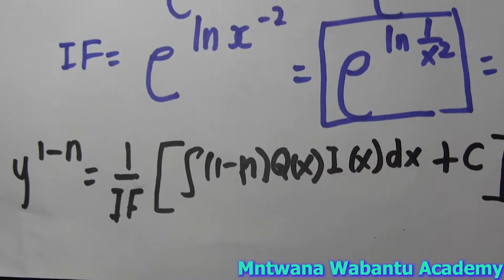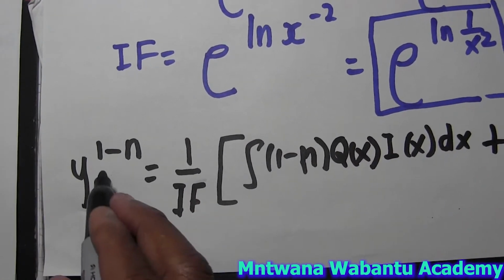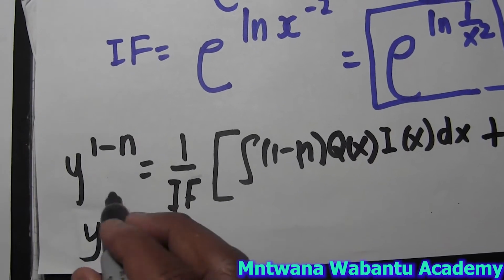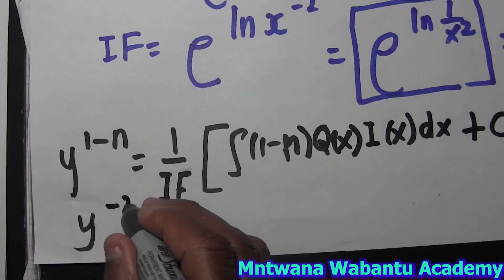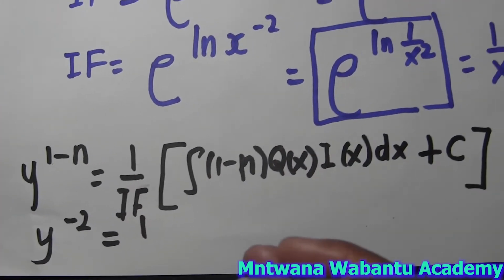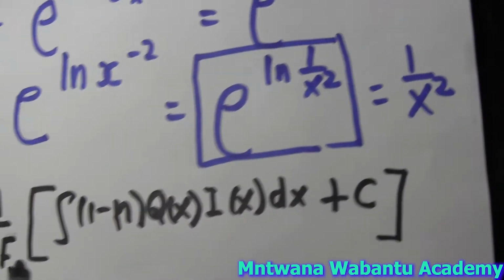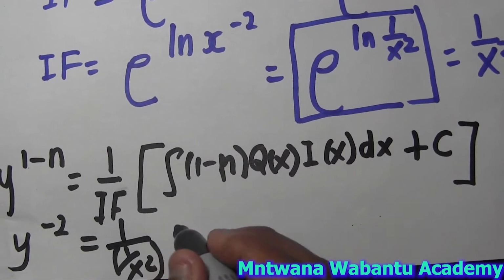So you substitute. If you plug it in, this is going to be y to the 1 minus n, where our n equals 3. So 1 minus n equals negative 2. What is the integration factor? The integration factor is 1 over x squared right here. So it's going to be 1 over x squared. This is the integration factor.